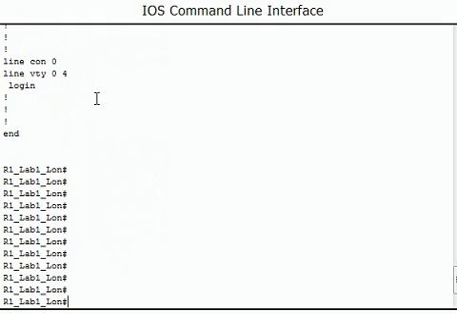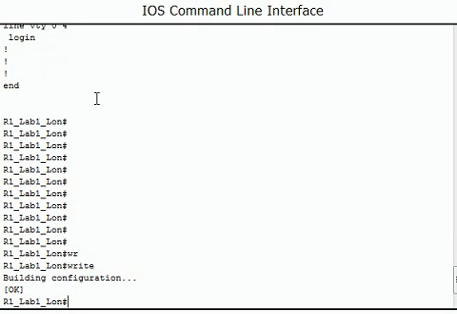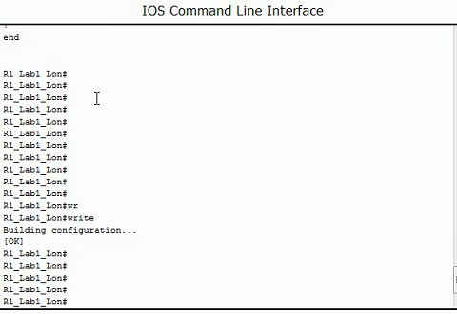Now if you want to save this configuration, what you do is just write copy running-config startup-config. Configuration has been saved. Okay, here we go. That's it. There's a few basic configurations.